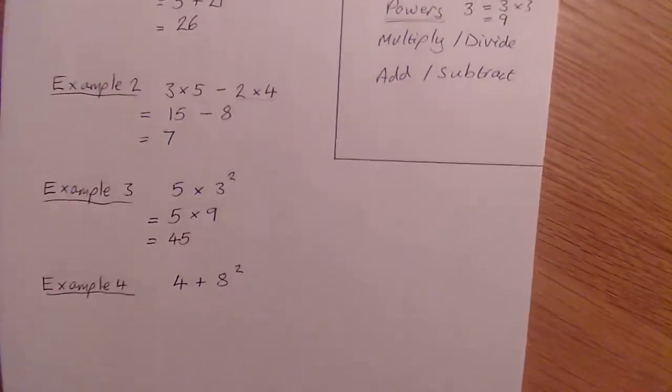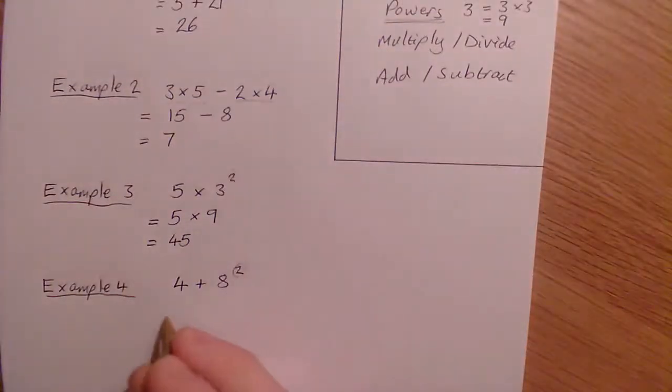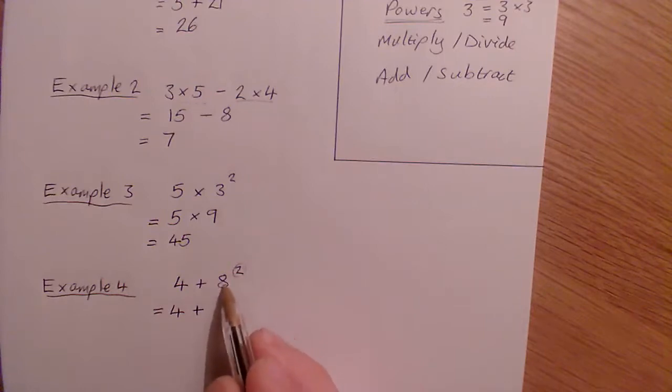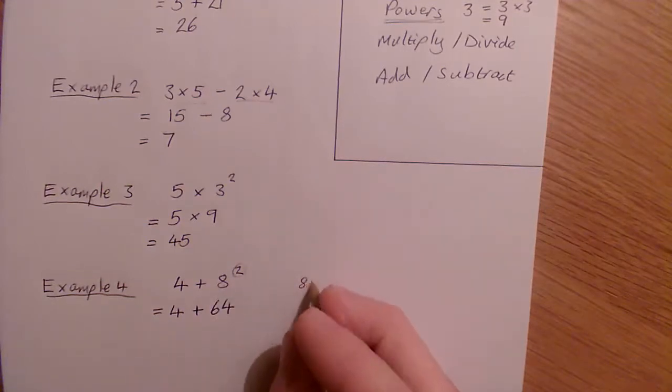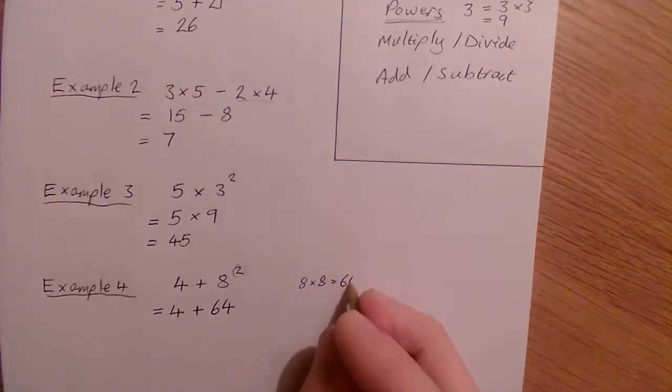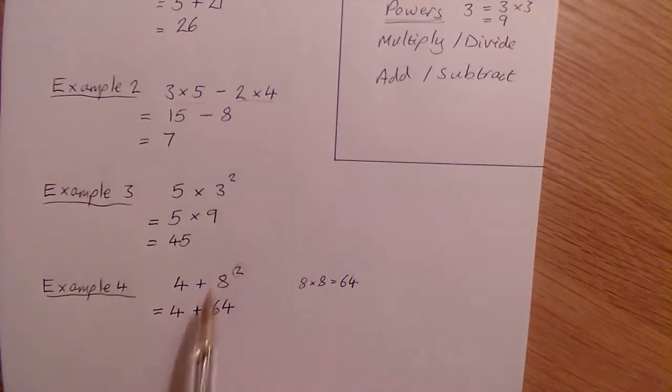Same idea for the last one. We are working our way down order of operations. We've got powers. We've got a squared there, so we're going to deal with that first. So we've got 4 plus, don't change that bit. 8 squared means 8 times 8. That is 64. So you can work out in your head, or at the side you can write 8 times 8 and then look it up in your tables or check it. It gives us 64. Now we've got no multiplies, so we can go straight to the add. 4 plus 64 is 68, and we've got our answer.